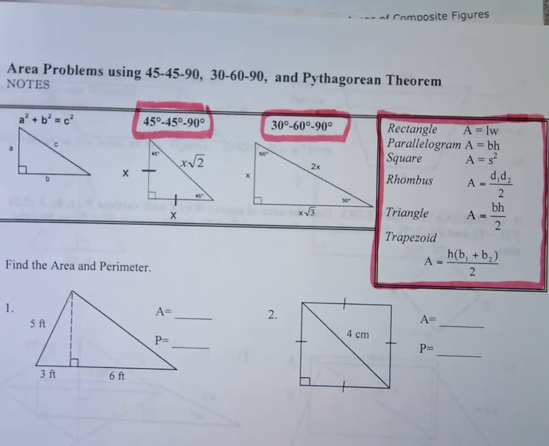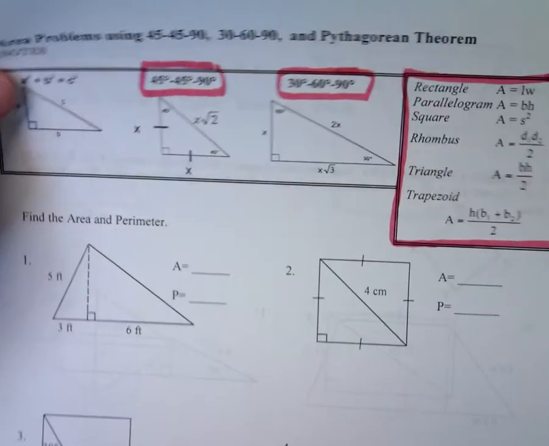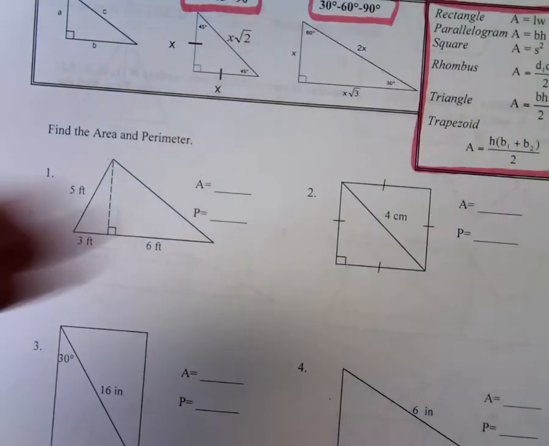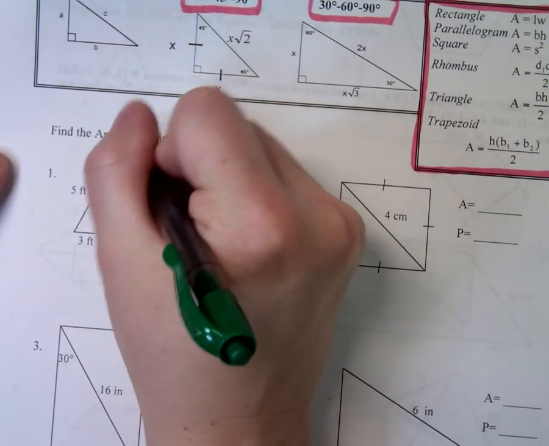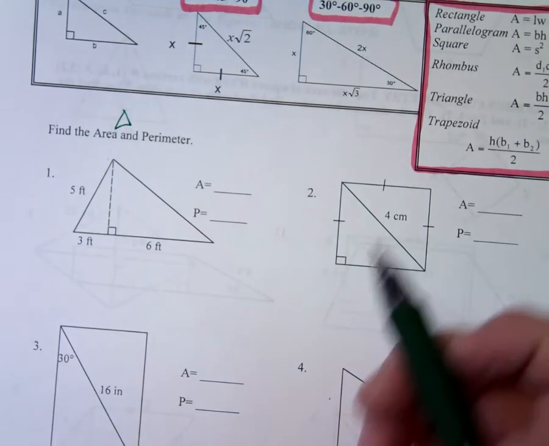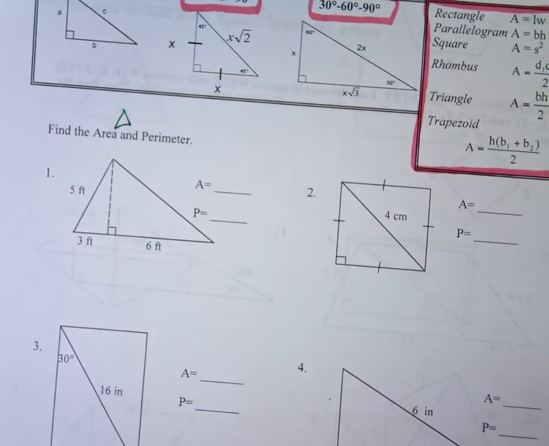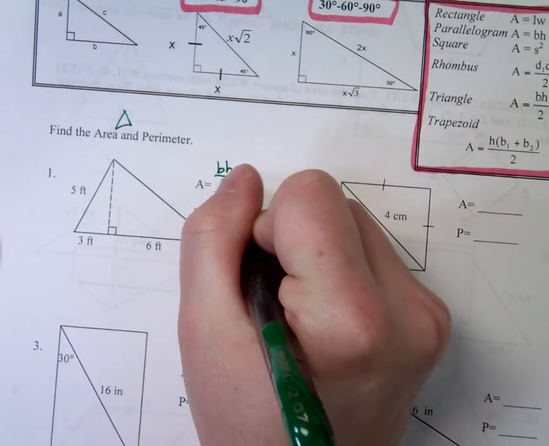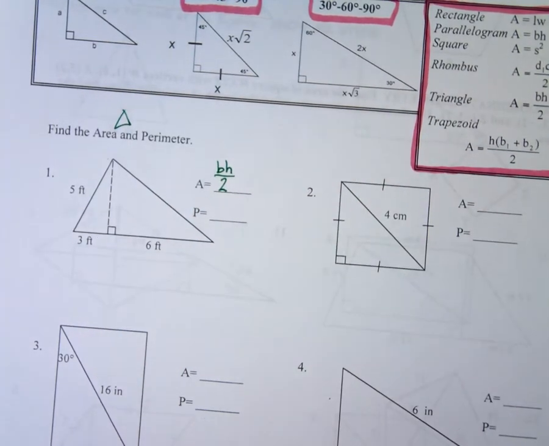Okay, let's look at number 1. What shape do I have going on with number 1? It is a triangle. Okay. If I want to find area of a triangle, what's my formula? Good. Base times height divided by 2. I'm going to go ahead and just write that down. So let's look at it.